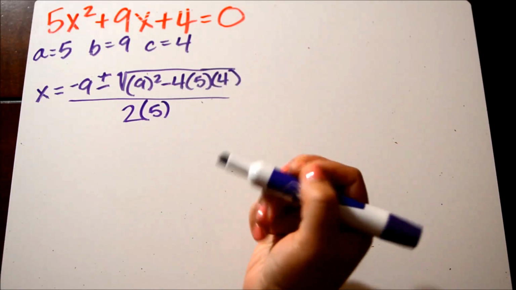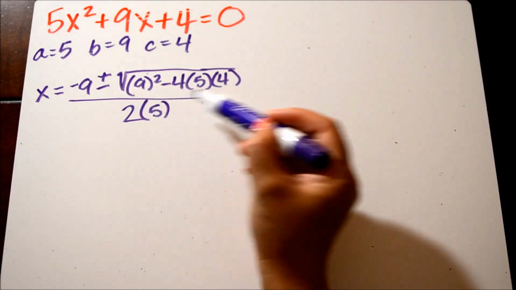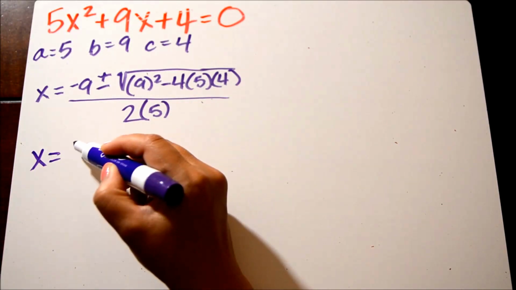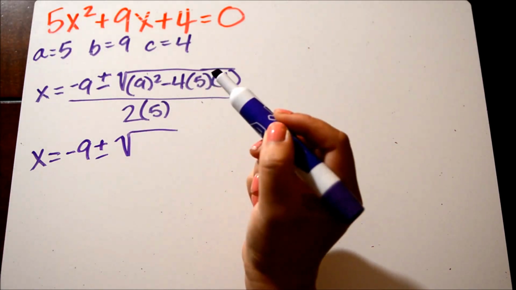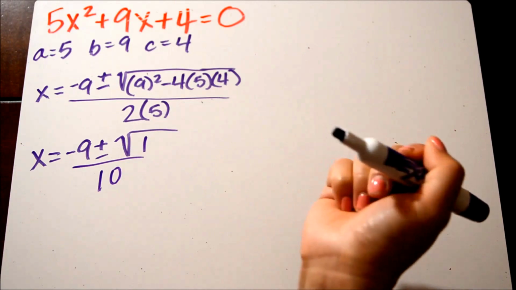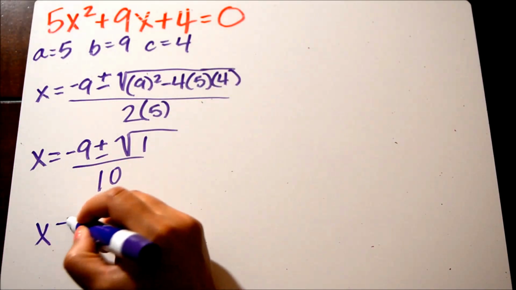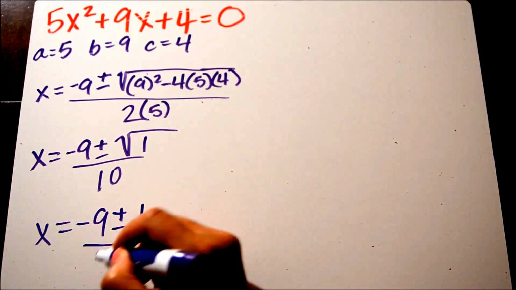We're going to simplify what we have underneath the square root symbol first, so we get x equals -9 plus or minus the square root of, this becomes 1 all over 10. And we know the square root of 1 is 1, so we're going to rewrite it as -9 plus or minus 1 all over 10.